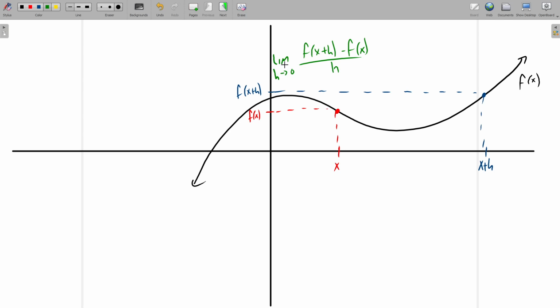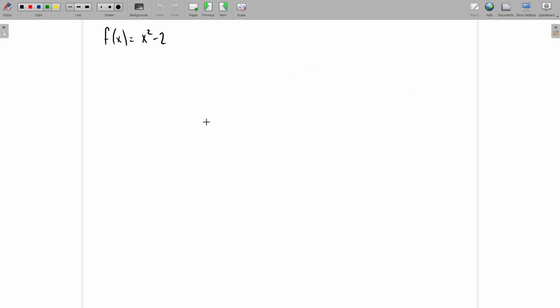So this is going to give us an equation that can be used to find the slope of the tangent line of any point on the graph, which is really what the definition of a derivative is. So let's put this formula into action with our first example.